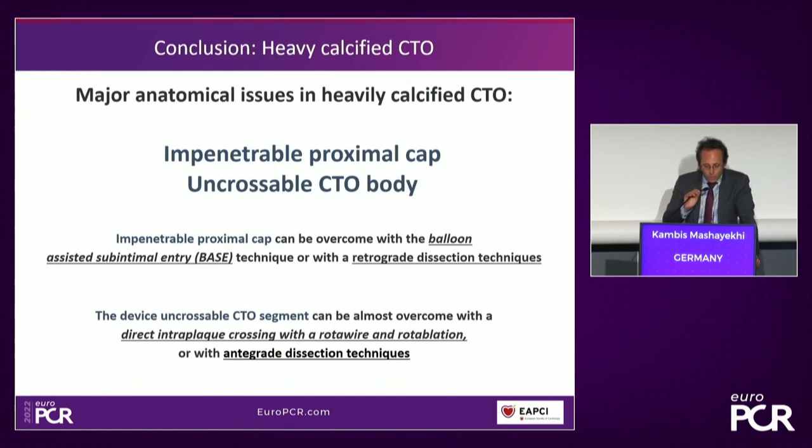So taken together, the major anatomical issues in heavily calcified lesions are the impenetrable proximal cap and the uncrossable CTO body. I didn't focus on the retrograde, uncrossable retrograde cap, which is a different animal as well. But I think the impenetrable proximal cap can be overcome with a base technique or even retrograde dissection techniques. For the device-uncrossable CTO segment, there you have to define whether it's possible to bring a rotor wire down or wiper wire nowadays, or if you go for antegrade dissection re-entry techniques up front.